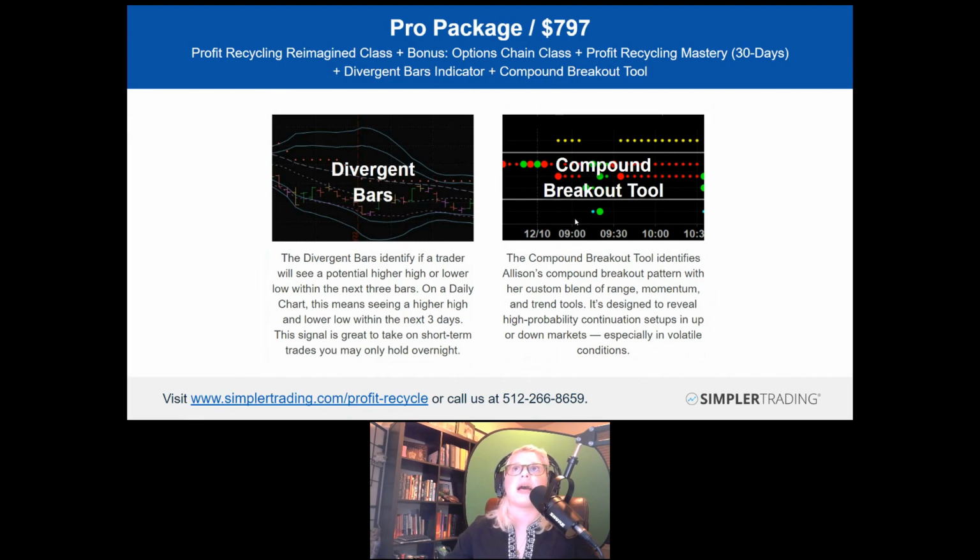And the divergent bar indicator, like I mentioned, can help very short term, within the next 3 bars, see if there may be a high or low. So on a daily chart, next 3 days, hourly chart, next 3 hours, monthly chart, next 3 months, right? Like you saw in some of the examples, I use this indicator across multiple time frames. And same thing with the compound breakout tool. That one can help you identify both a bullish and bearish and consolidating trend, as well as when you may be shifting from one into the other.